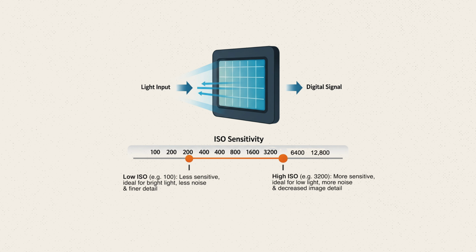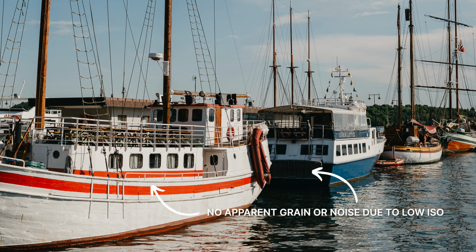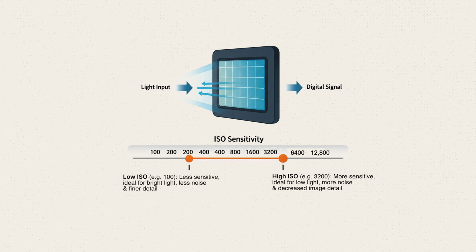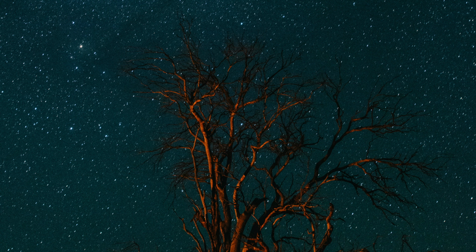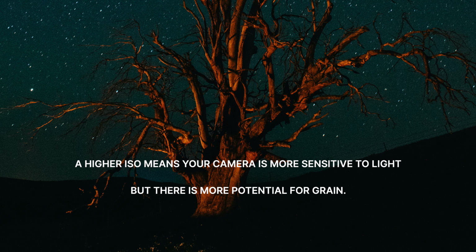Let's break it down. A low ISO, like 100 or 200, means the sensor is less sensitive to light. It's best to use this in bright conditions, like sunny outdoor scenes. You'll get a clean, crisp image with no noticeable noise. A high ISO, like 1600 or 3200 or higher, means the sensor is more sensitive to light. Use this in darker settings, like indoors or at night, when you need extra help brightening your photo. But remember, a high ISO means your camera is more sensitive to light, but there is more potential for grain.